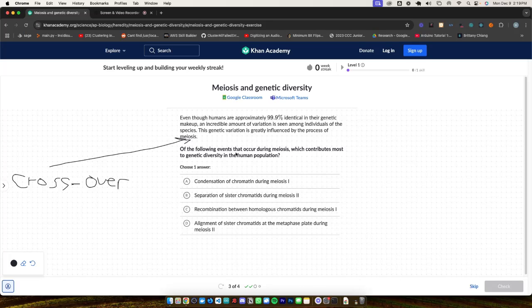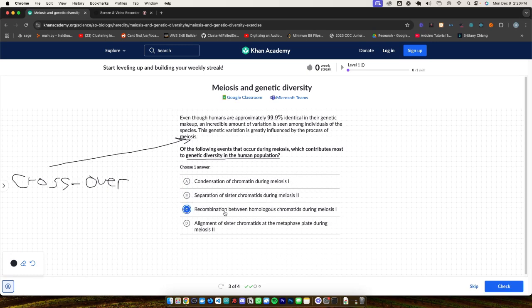So this can be attributed to the crossover that occurs during the process of meiosis. Of the following events that occur during meiosis, what contributes most to the genetic diversity in the human population? So that is not condensation of chromatin during meiosis 1, because that happens during mitosis as well, and we know mitosis leads to genetically identical cells, so that couldn't contribute to the differences in genetics created during meiosis. Separation of sister chromatids in meiosis 2 also happens in mitosis, so you can see how the same logic can be applied.